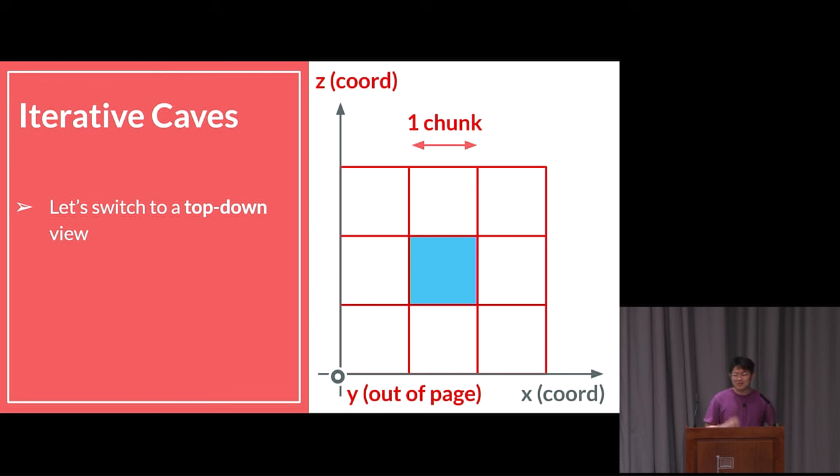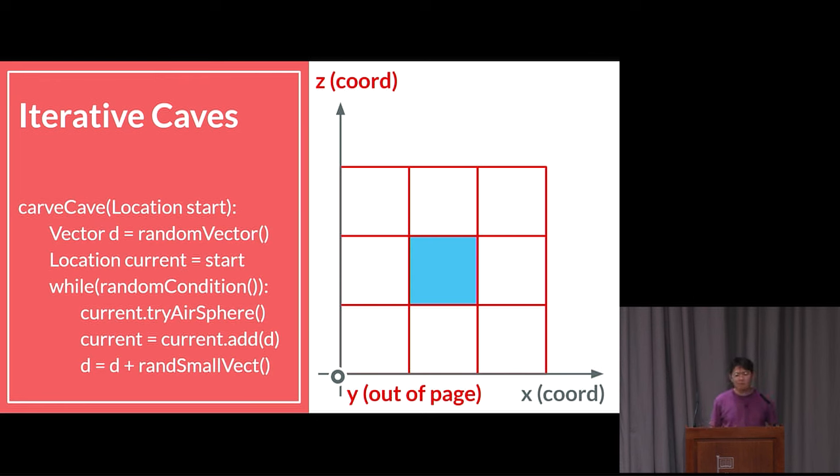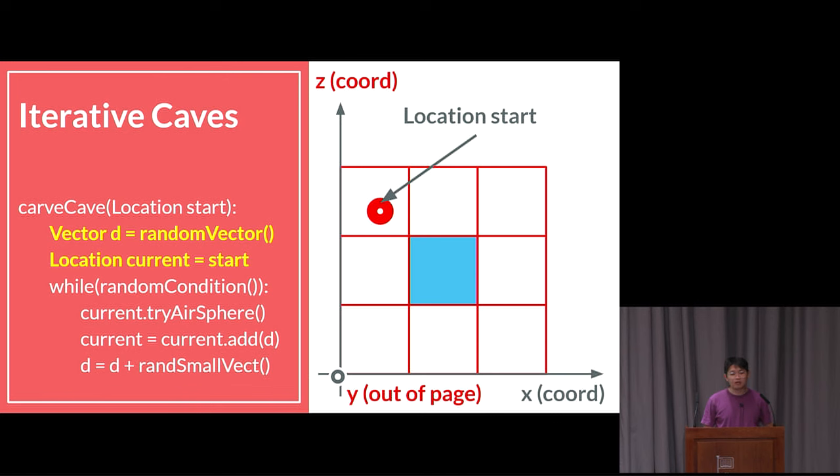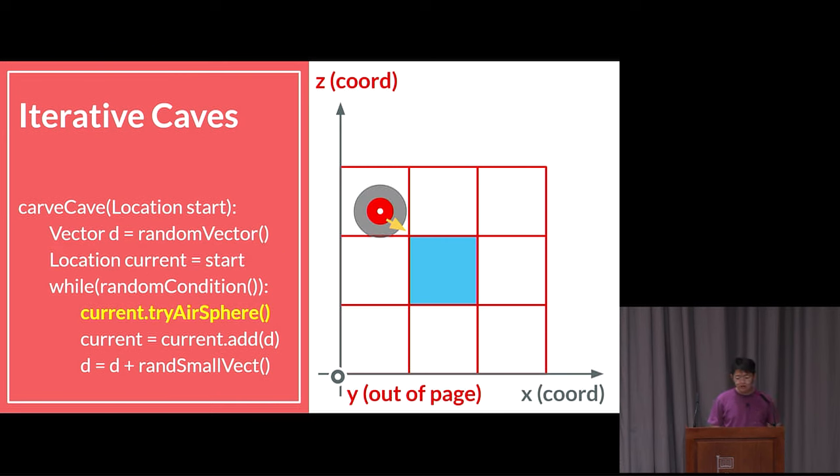Before we switch to discussing that, let's switch to a top-down view. This will be a bird's eye view, the x-coordinates will be this way. The blue chunk is the chunk that we can currently write in inside generate caves. An iterative cave would probably have an algorithm that looks roughly like that. It would pick a start location, that red dot, and then pick a random direction D. Then it would iterate until a condition is met, maybe if the cave is too long or a random condition to stop. For every cycle, it will check if it can spawn an air sphere, like a circle but 3D. And remember, it can only perform a write inside the blue chunk.